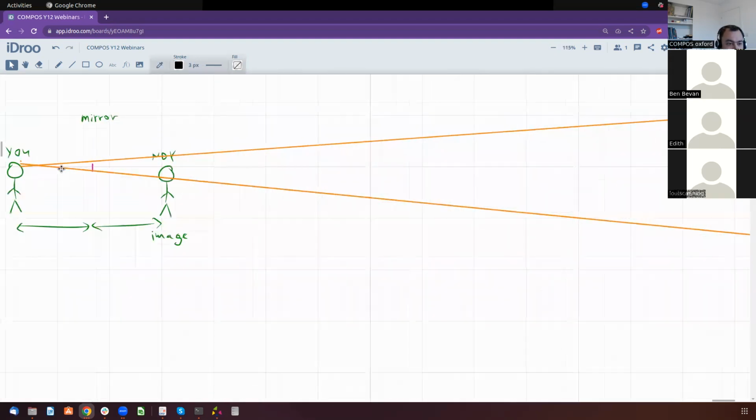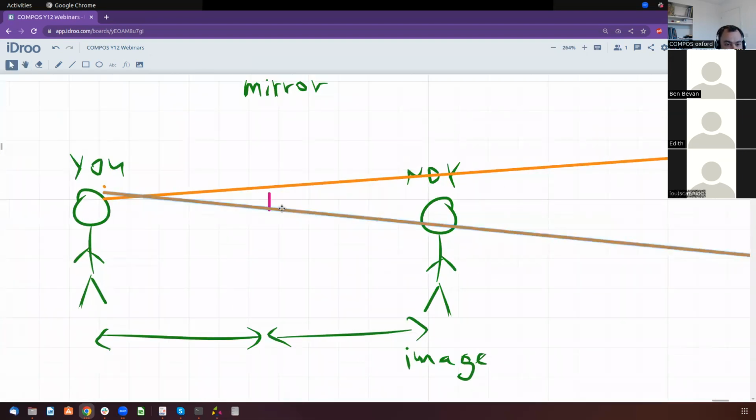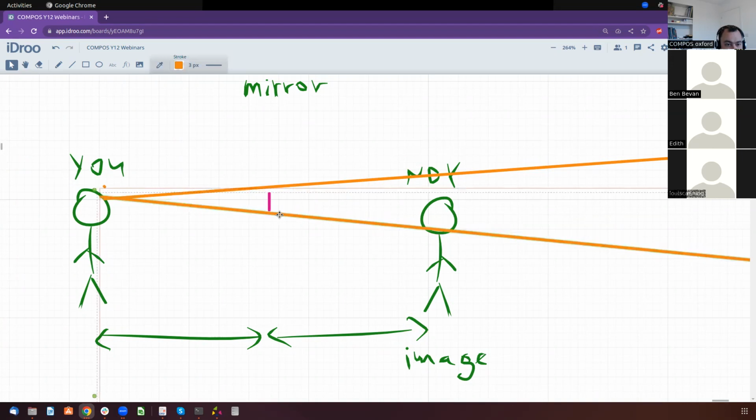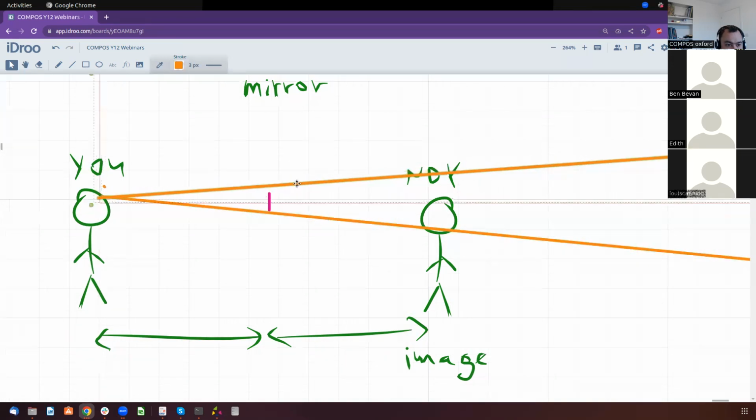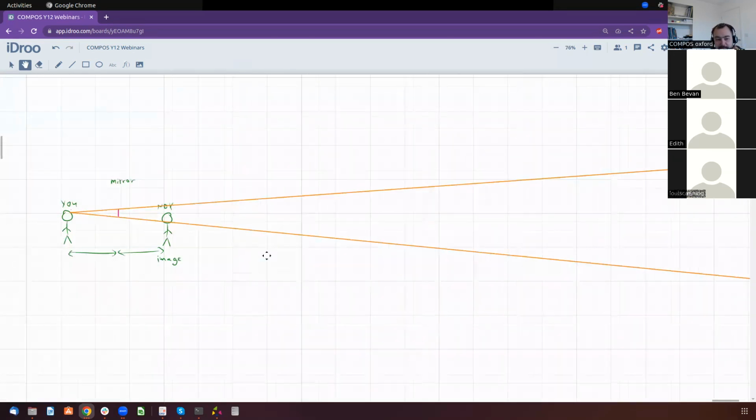Because that's your angle of sight. This is the angle at which you are seeing. So let's just adjust it slightly. Okay, I'll take a slightly bigger mirror, just for it to make sense. Do you understand the diagram?